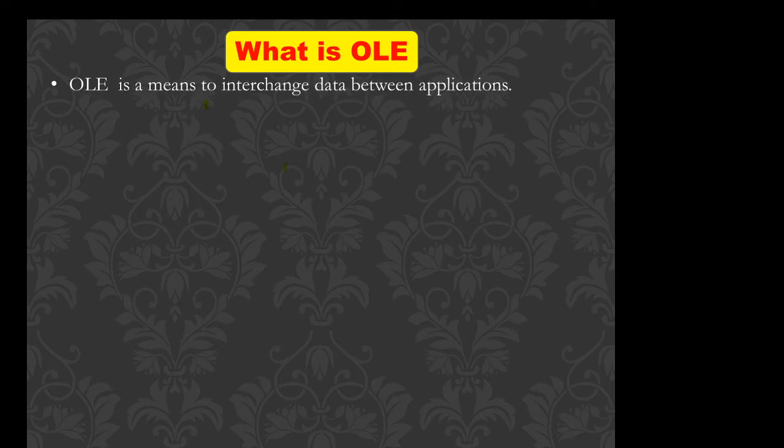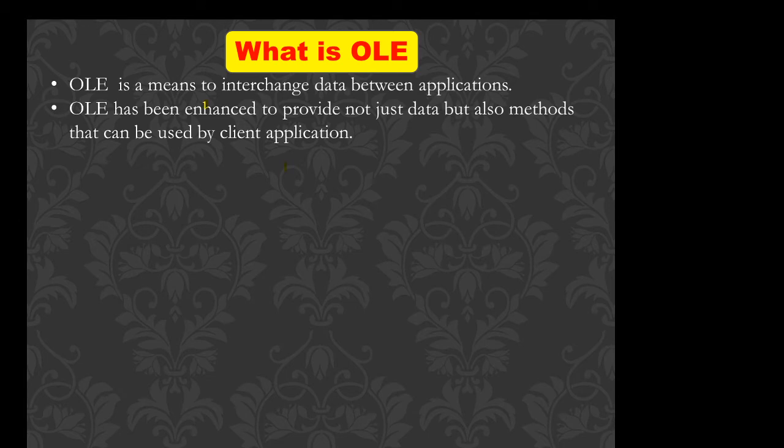OLE is interchanging data between two applications. So OLE is a means to interchange data between two applications. It provides not just data but also methods. Those methods can be used by the client application. We can interchange the data as well as methods that are used by our client application.